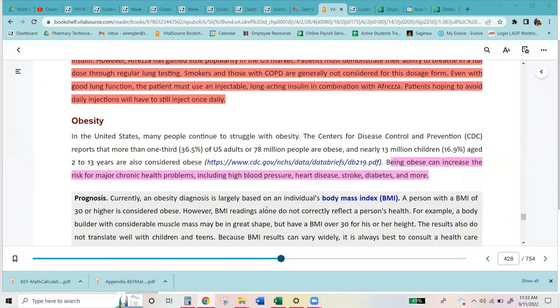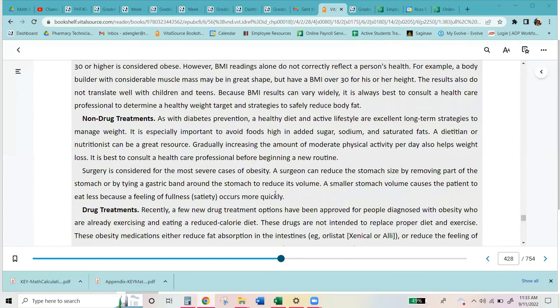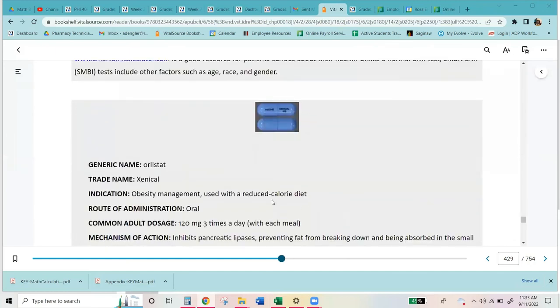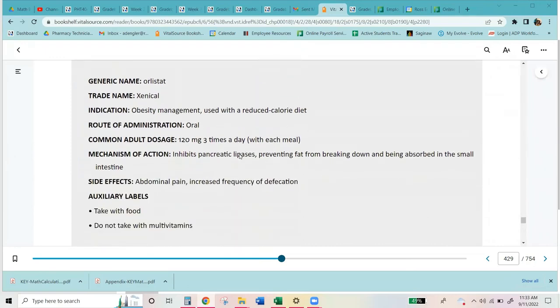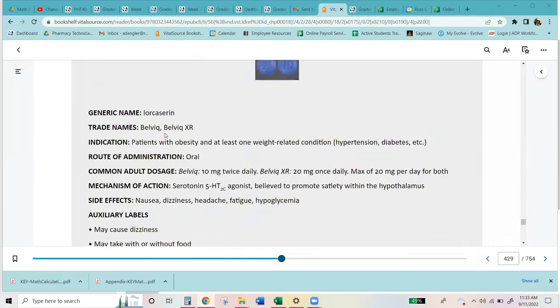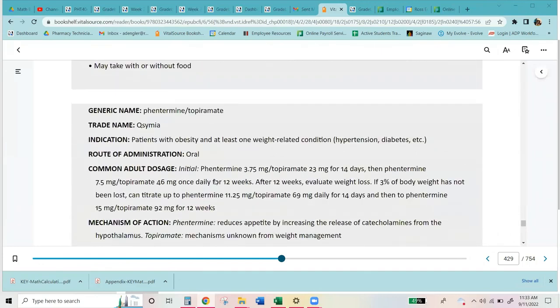In the United States, many people continue to struggle with obesity. The CDC reports that more than 1/3 of US adults, or 78 million people, are obese. This can increase the major risk for chronic health problems like high blood pressure, heart disease, stroke, diabetes, and much more. We have some medications for obesity management. We have Xenical, Belviq. These are both oral. We have Qsymia, oral.